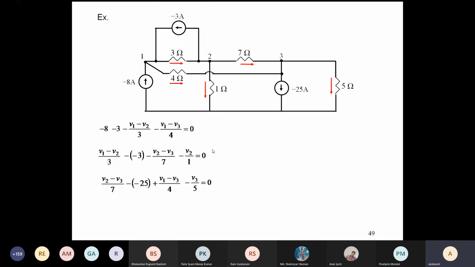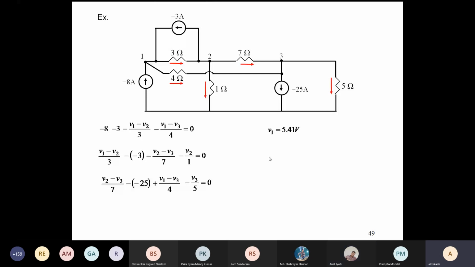Sir, V1 is 4.09. No, 5.41, sir. 4.09 is wrong. 5.41. Okay. V2, so 7.73, sir.